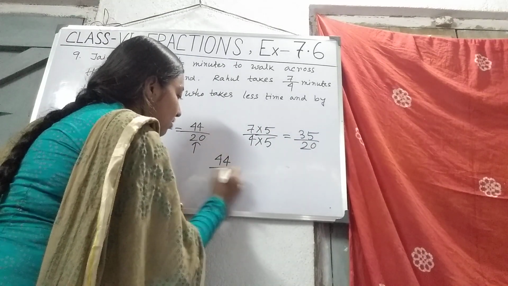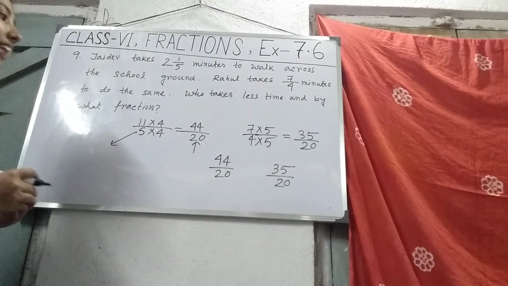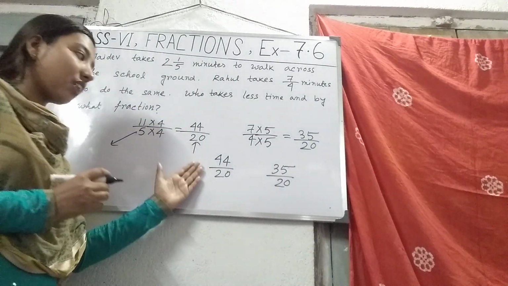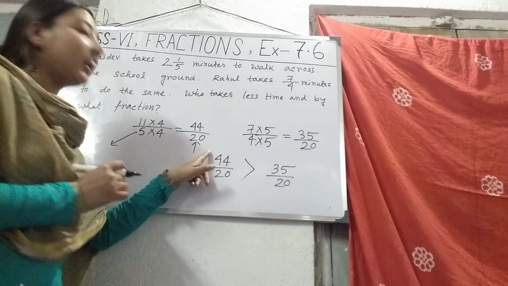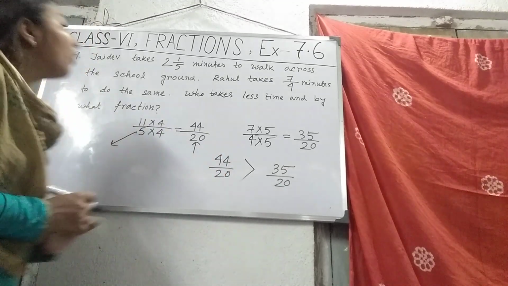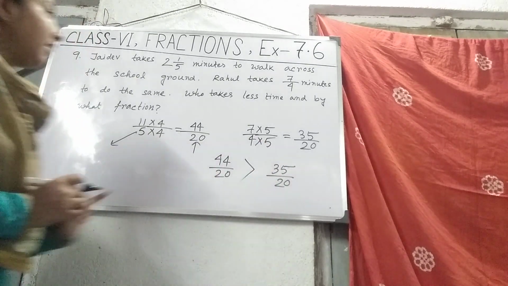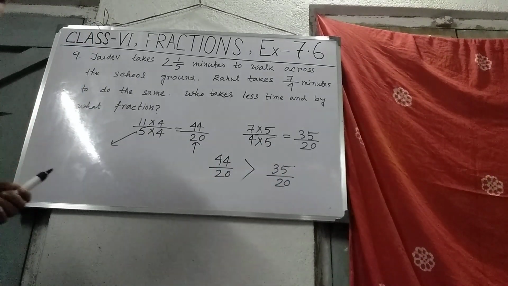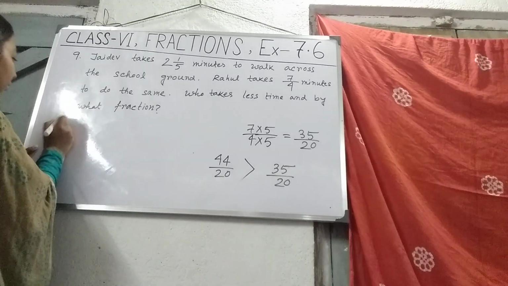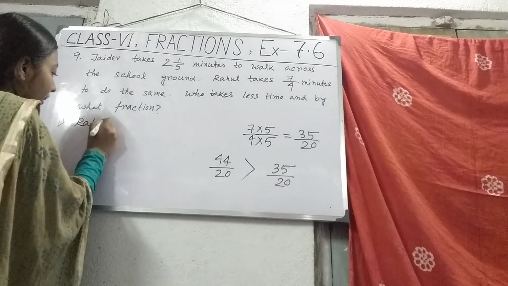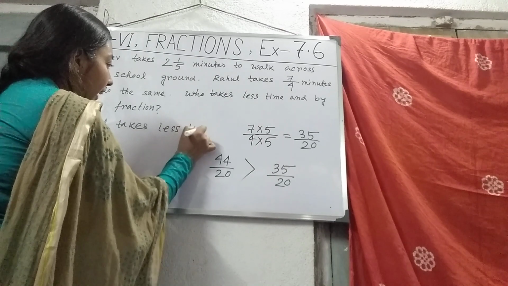If we compare these two for the same denominator case, we can easily get the result, that is first fraction is greater than the second one, because its numerator is greater between the two. So who takes less time? Second one, that means Rahul takes less time. So first answer will be: Rahul takes less time.